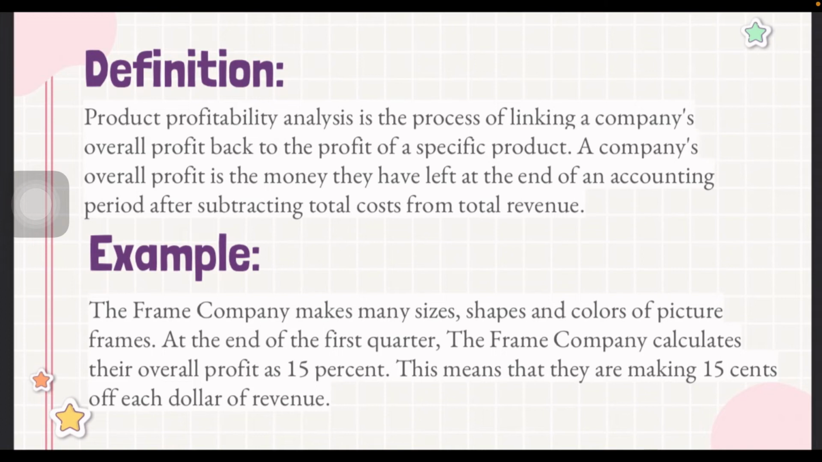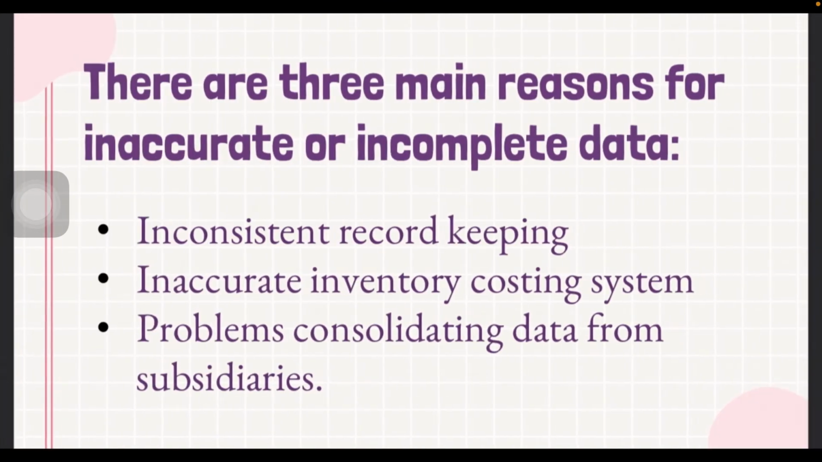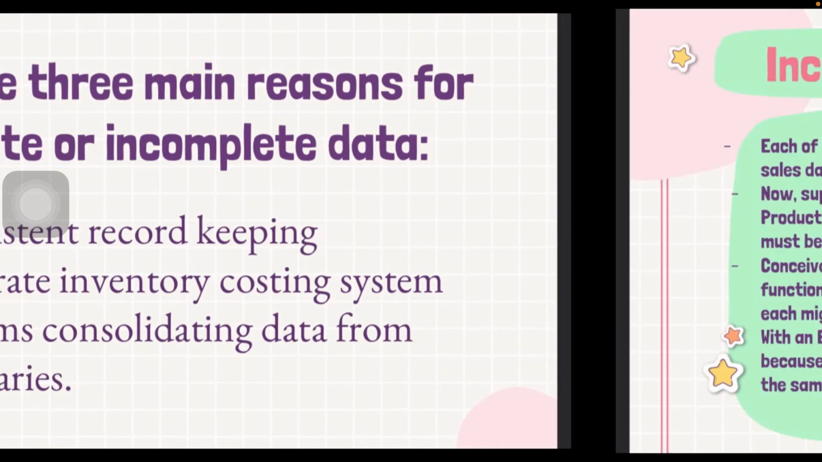Business managers use accounting data to perform profitability analysis of their companies. So when the data is inaccurate or incomplete, the analysis is flawed. There are three main reasons for inaccurate or incomplete data. First is inconsistent record keeping, second, inaccurate inventory costing system, and third, problems consolidating data from subsidiaries.